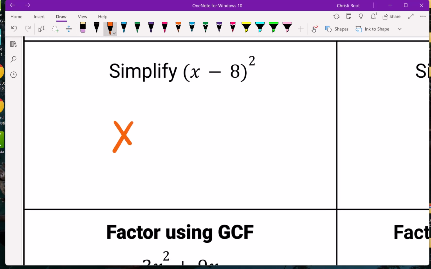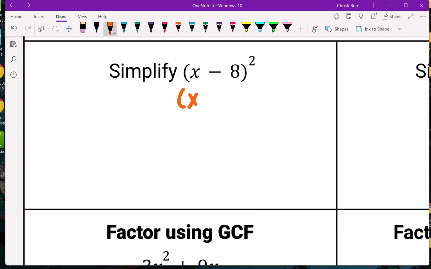This is the number one most missed thing right here. This is totally incorrect. So what they're doing is they're saying, oh, okay, so I'm going to say x squared is x squared, obviously, and then 8 squared is 64. This is not true. I also have people say x squared minus 16, which is doubly not true because 8 squared is not 16. That's 8 times 2. So that's wrong.